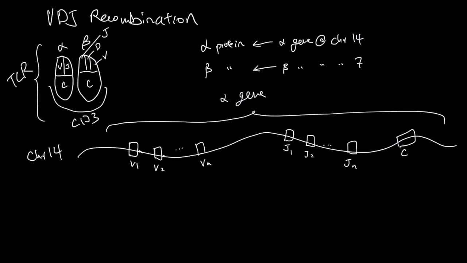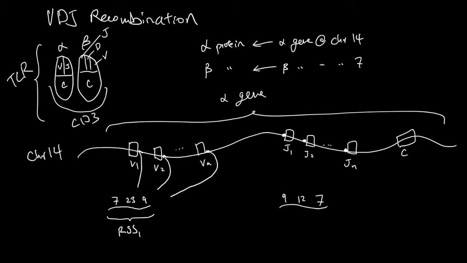And each 3' end of the V region has a special sequence made of 3 parts: 7 nucleotides, 23 nucleotides, 9 nucleotides. And this small sequence is the recombination signaling sequence 1, and all of the V's will have that. Each J region's 5' end has a similar sequence made with 7 mer, 12 mer, and 9 mer, a small piece of DNA, and this is recombination signaling sequence 2.